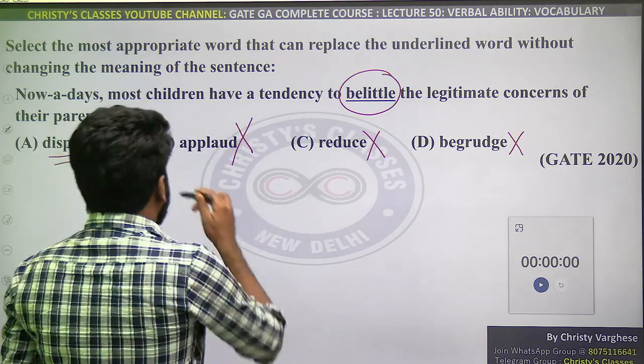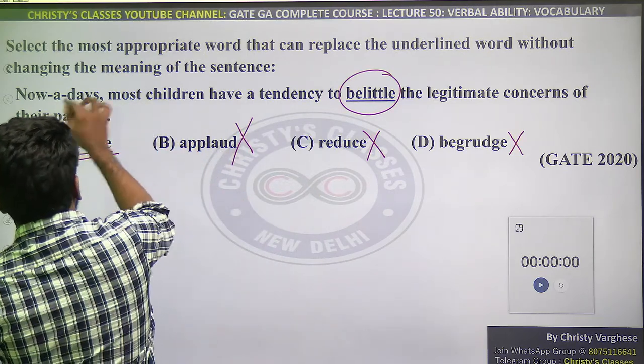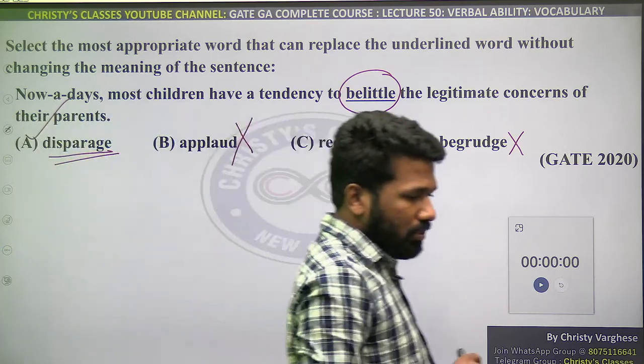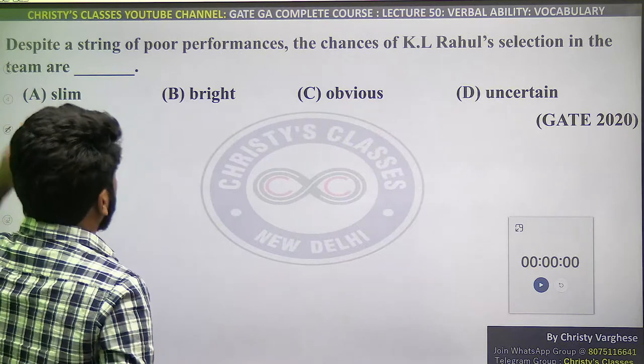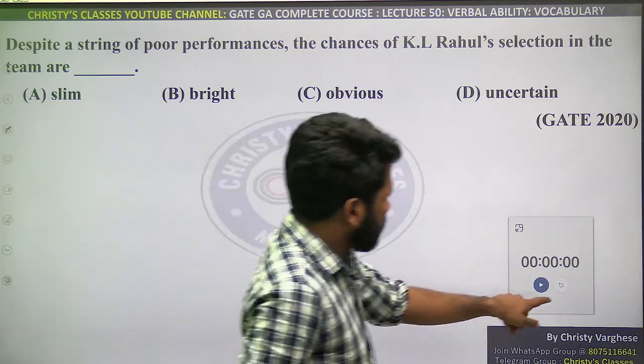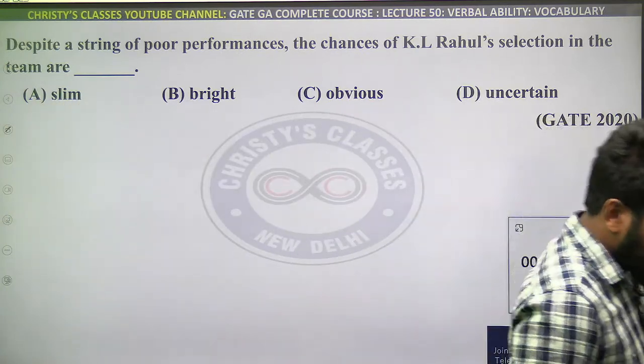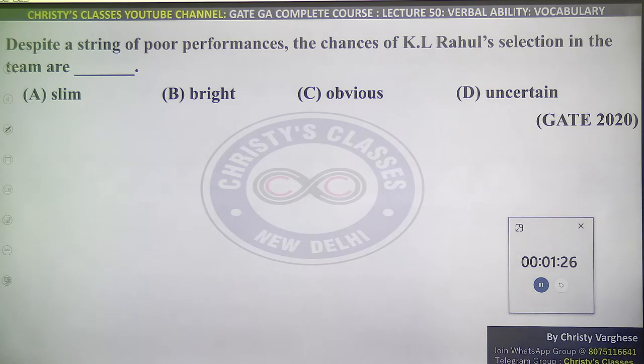Tendency to belittle the concern. So that is why disparage is the correct word, similar in meaning. So option A is the correct answer. I hope all of you understood. So try this question. Here the context is also important. Please try this question carefully and answer.